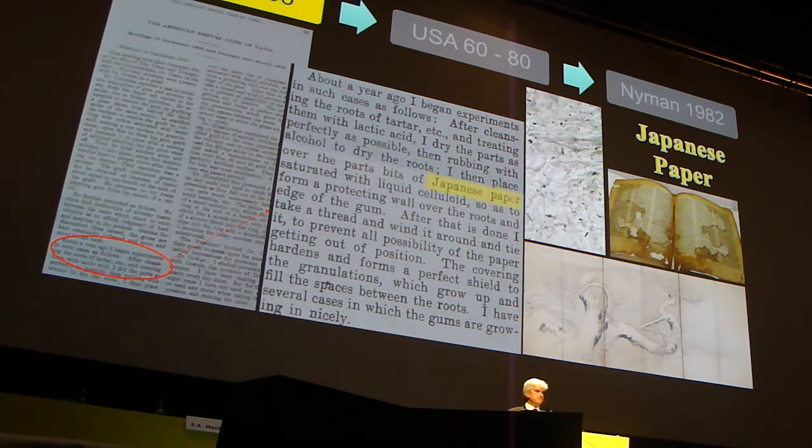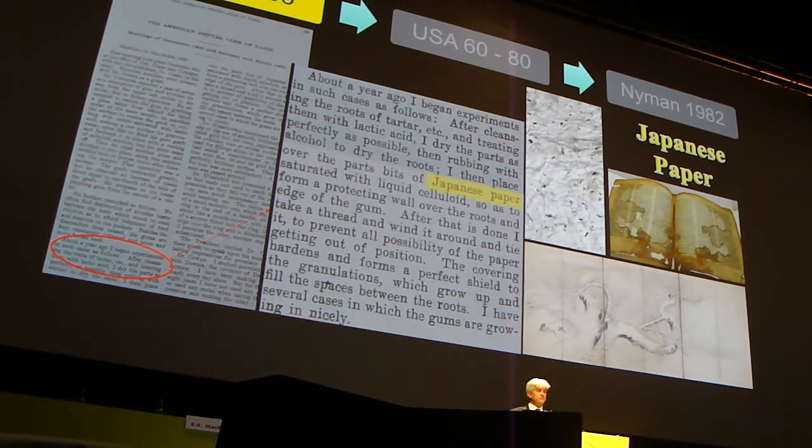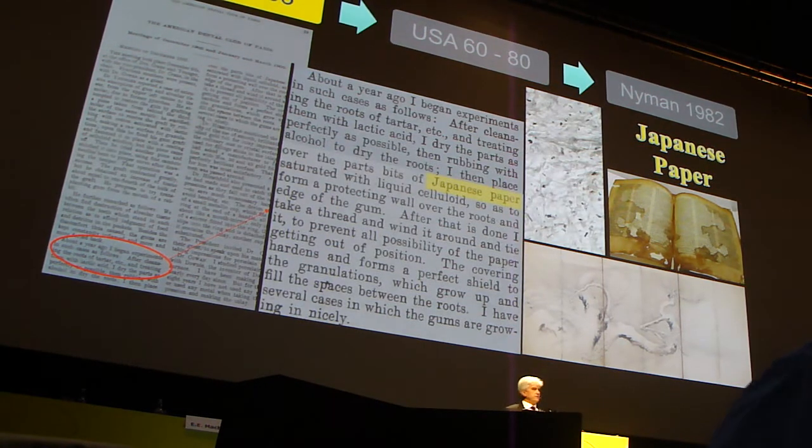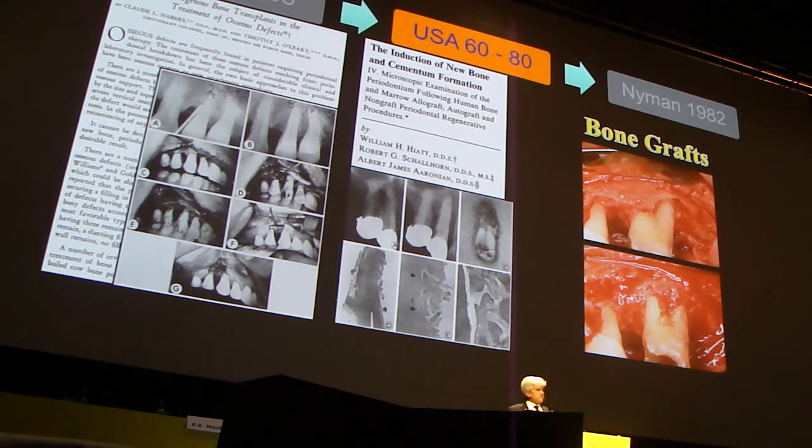1903. This is the first paper ever published about the use of a barrier to regrow soft tissue and bone tissue around teeth. A Japanese paper. There are some Japanese in the class here. Then some science came in, especially from the US. It was the period of the 60s to 80s, and especially they dealt with bone grafts.